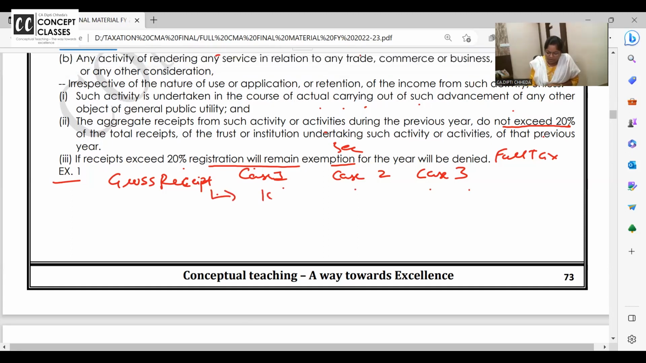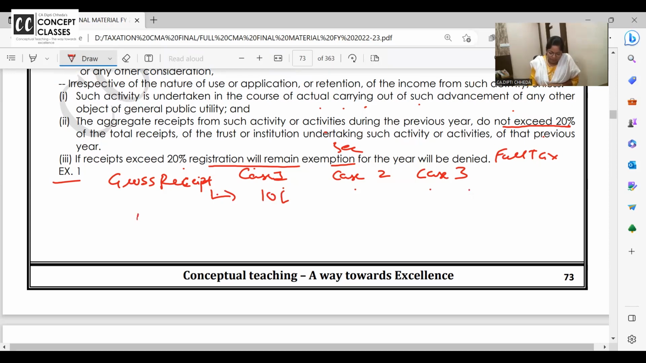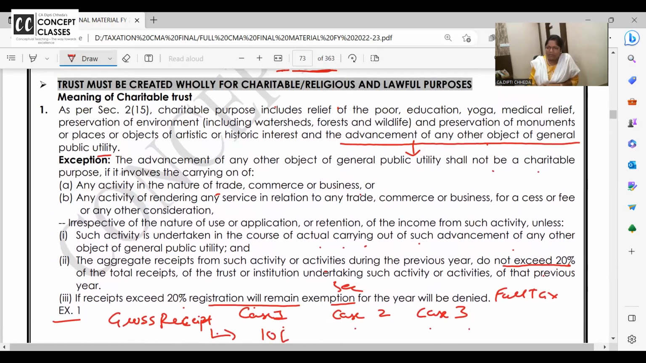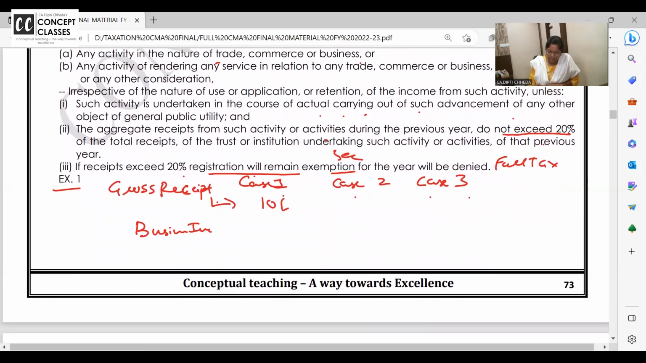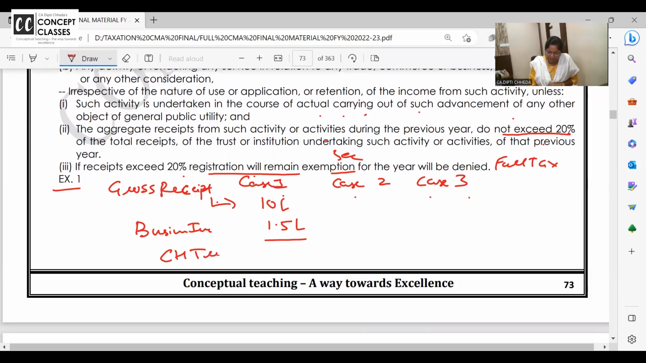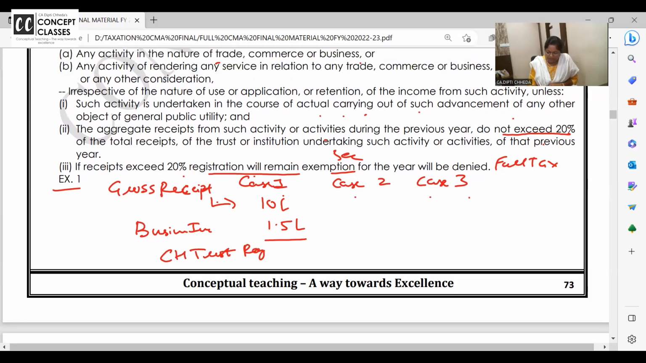Let us say your gross receipts is 10 lakhs. And this is only for advancement of other, ठीक है, उसको ये applicable है. And your business income is say 1.5 lakh. Is it exceeding 2 lakh? Answer is no. So is the charitable trust registration valid? Answer is yes. I'll give you time to write.